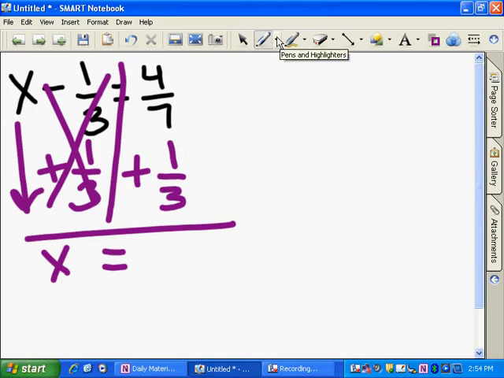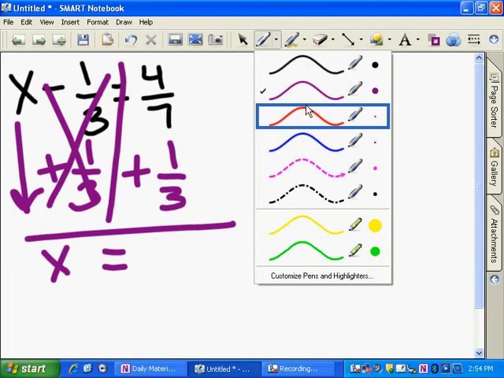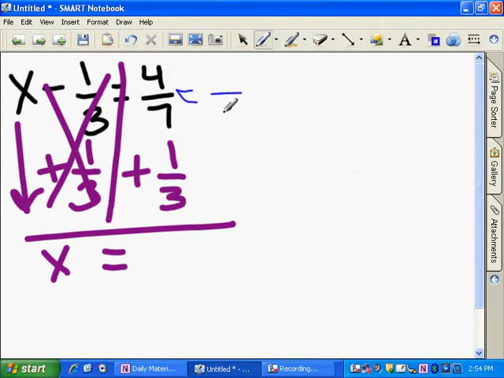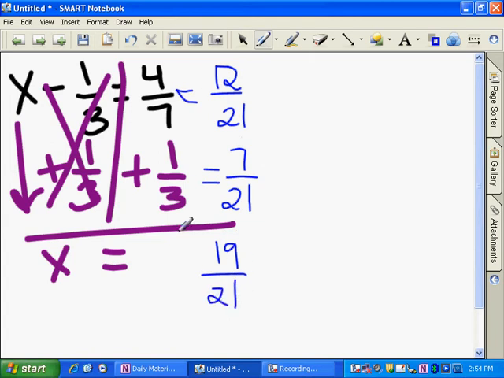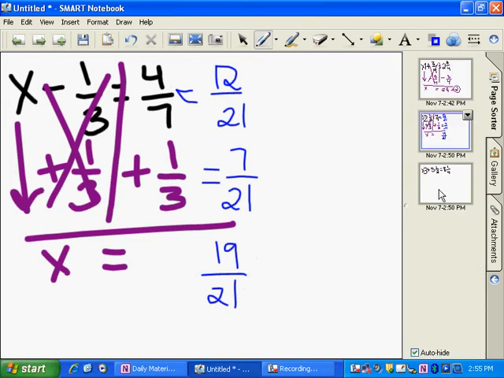Now I need to find a common denominator. And that common denominator is 21. So my top fraction becomes 12/21, and my bottom fraction is now 7/21. When I add these two together, I get 19/21, and there is no whole number, so x is equal to 19/21.